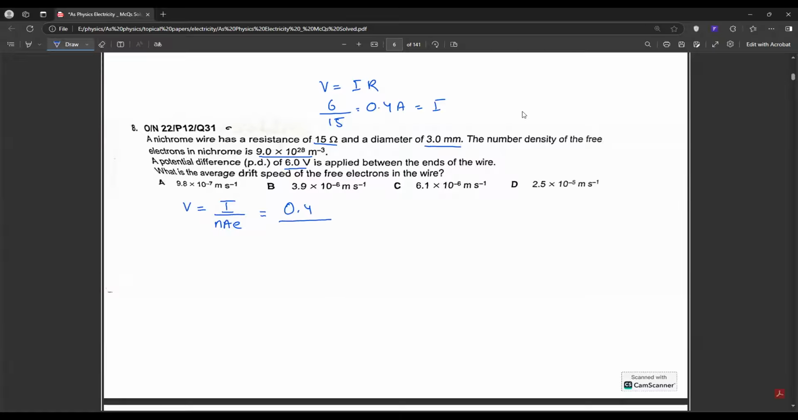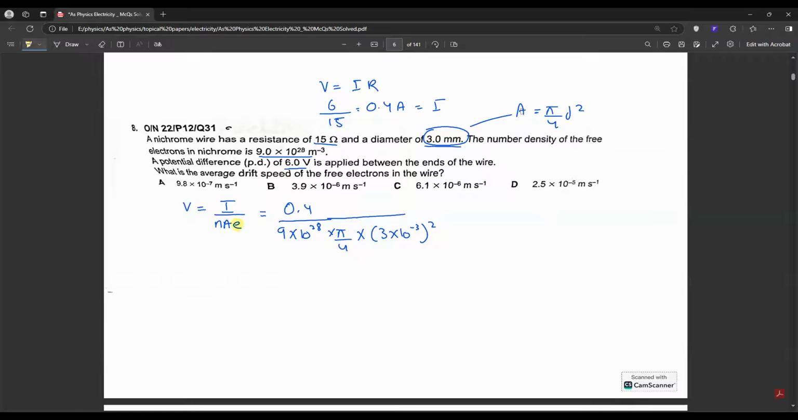What is the number density of electrons? 9 into 10 raised to the power of 28. Can you calculate the area as well? Yes. Diameter is 3 millimeter. Area is equal to what? Pi over 4 d square. Let's calculate that. Pi over 4 into diameter, that is 3 millimeter. 3 into 10 raised to the power of minus 3, whole square. Perfect. Anything else that is left? Yes, the charge of the electron. The charge of the electron is equal to what? 1.6 into 10 raised to the power of minus 19.